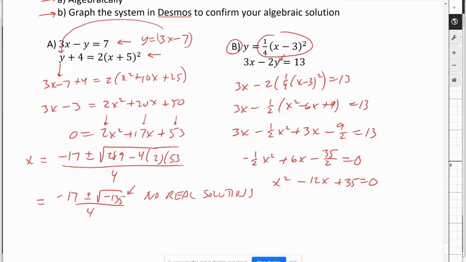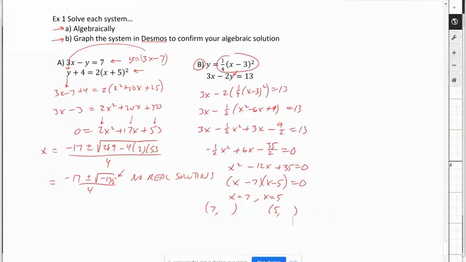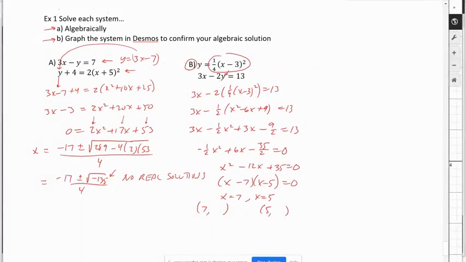And that is factorable. X minus 7 and x minus 5 gives us negative 12x in the middle and 35 at the end. And so that gives us two solutions, x equals 7 and x equals 5. And so to find the y values, we can plug them into the line, or we could plug them into the parabola. So that might be easier actually.